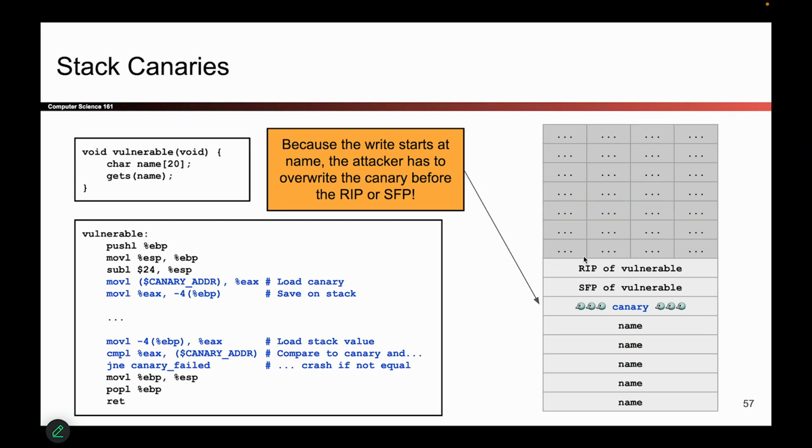If you put the canary somewhere else, like above the RIP, you would not stop the classic buffer overflow attack, and it wouldn't be terribly useful. So putting it here in the middle is a deliberate design choice. Putting it there helps us stop the classic buffer overflow attacks we've seen so far.